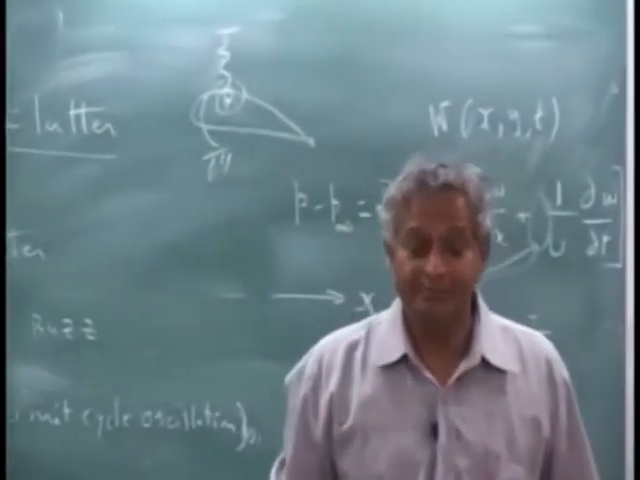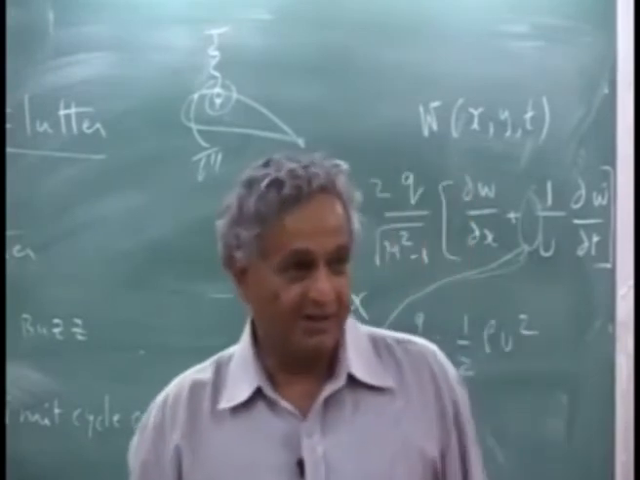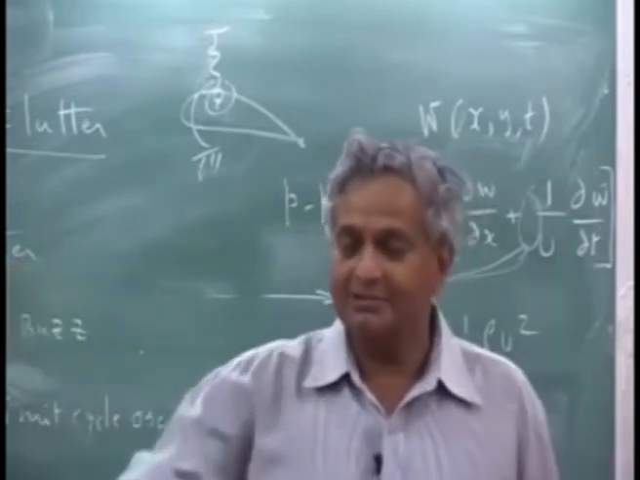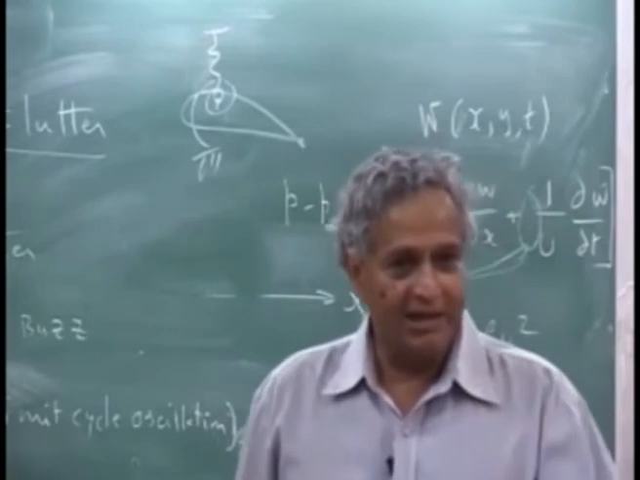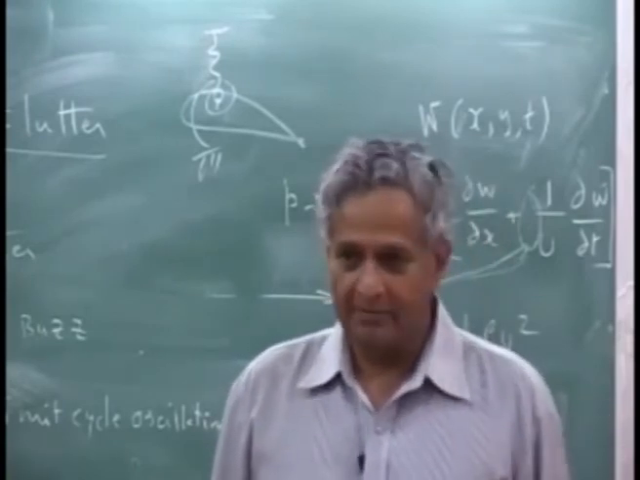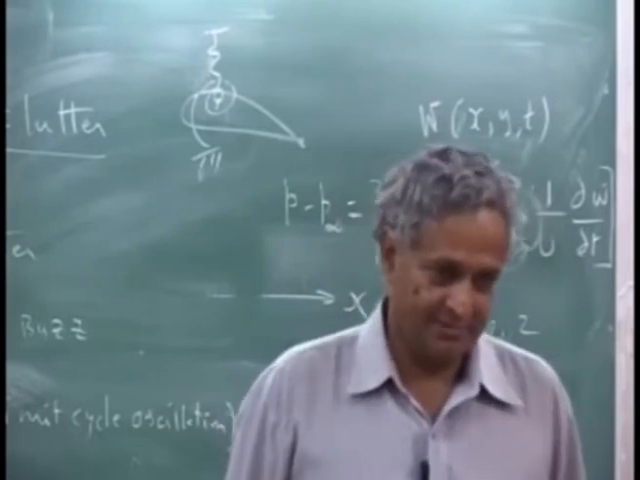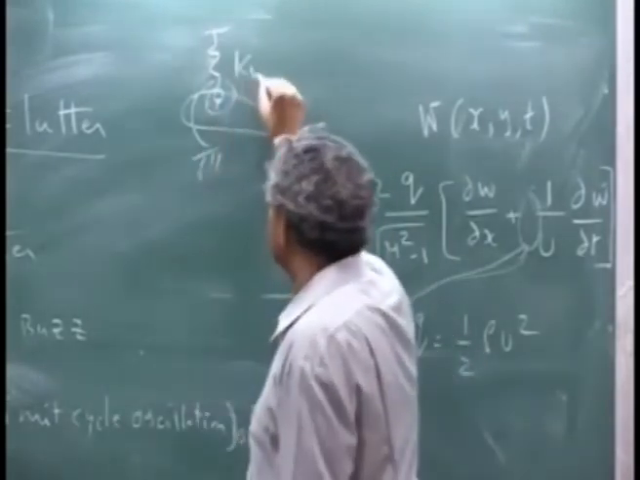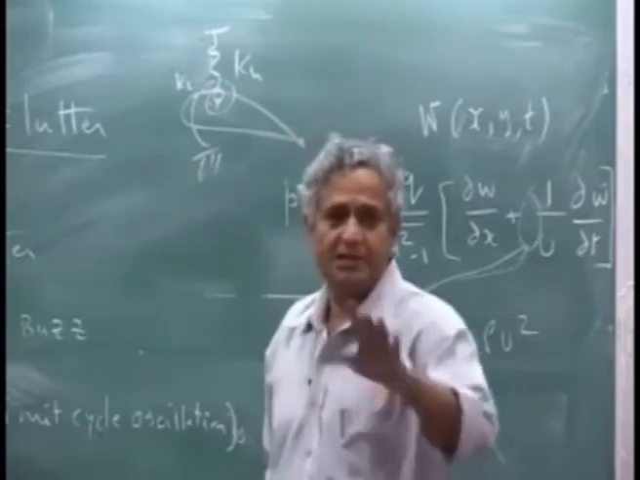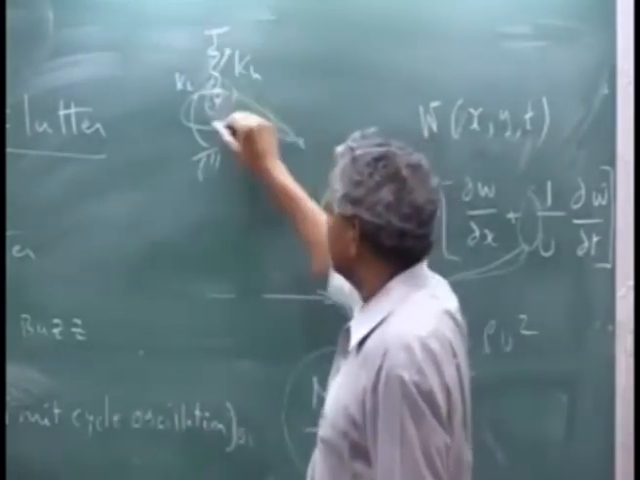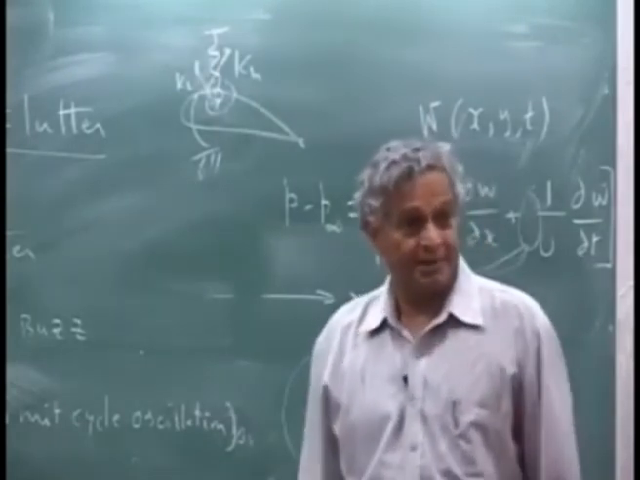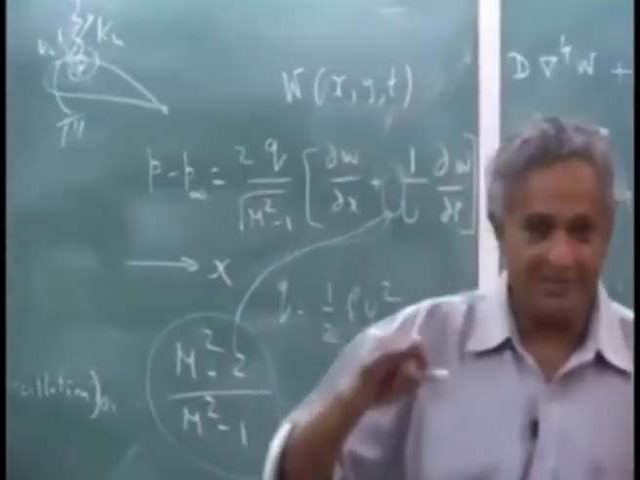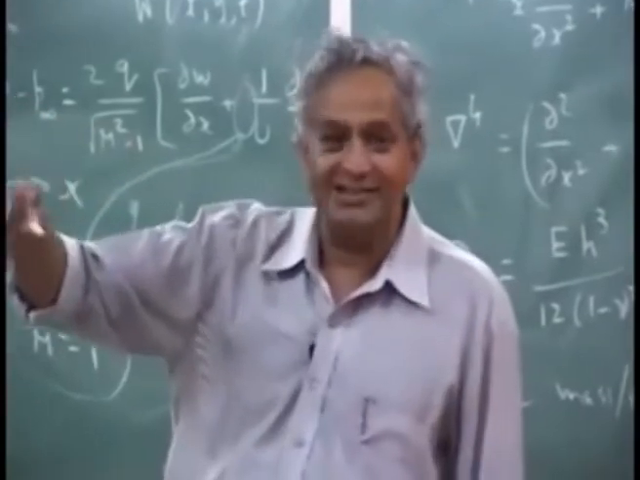Can I have a limit cycle oscillation? In the sense, it will not go out of bounds, but it will continue to oscillate. That means you can have nonlinearity from two sources. One from the aerodynamics, another one from structure itself. Structural nonlinearity means I can put this spring K_h, K_alpha as nonlinear springs. Then I can analyze the flutter problem and show that beyond that speed, it doesn't blow up, but it continues to oscillate.